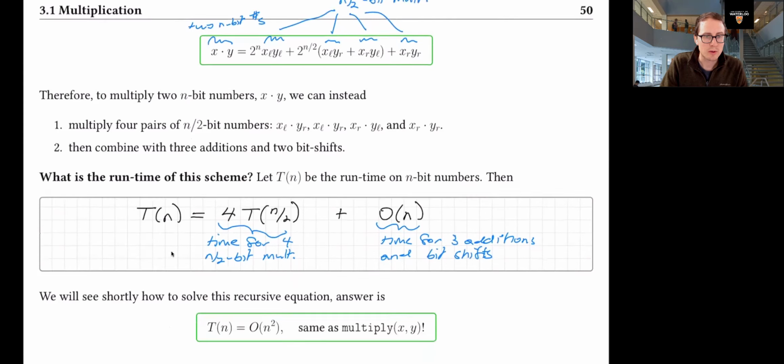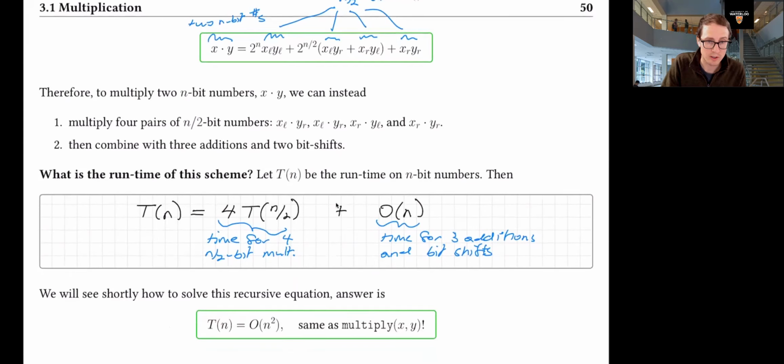Now, we're going to shortly go through a method for solving these recursive equations. But for right now, I'll just give you the answer. The runtime of this comes out to be, when I solve this recursive equation, big O n squared. And so, this is maybe a little bit disappointing because we went through all this work. It looked like we were going to do something kind of cool, and then we just got the same runtime as the algorithm we already had, which was the multiply algorithm from the previous chapter.